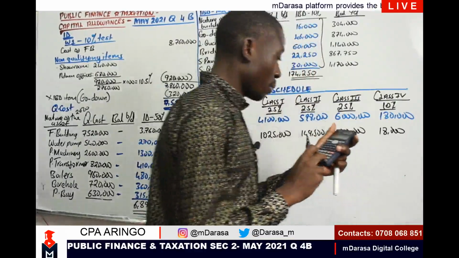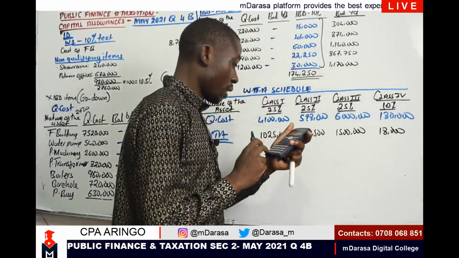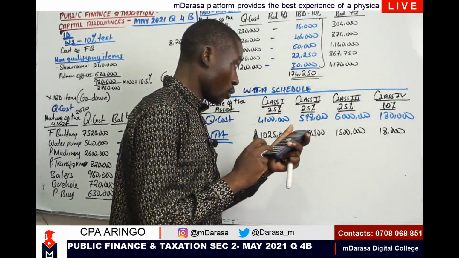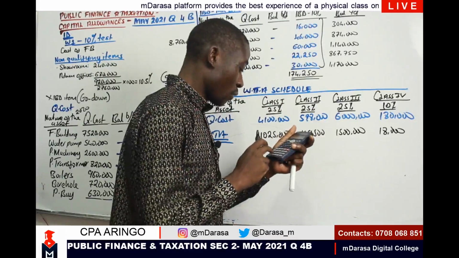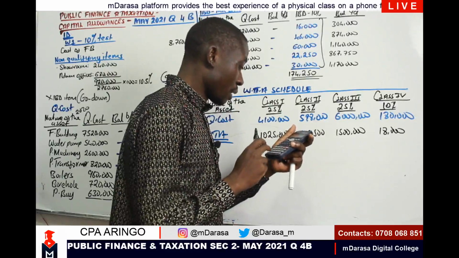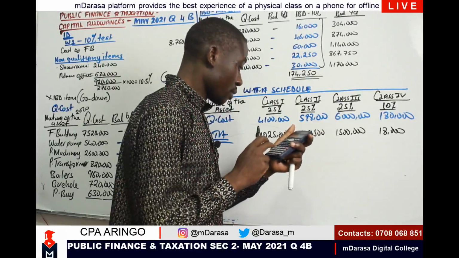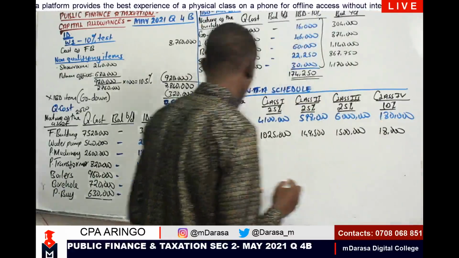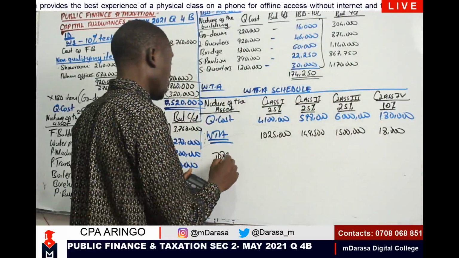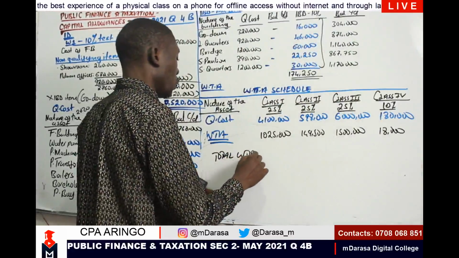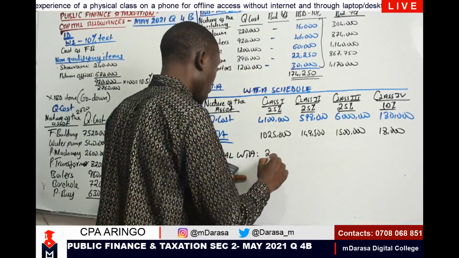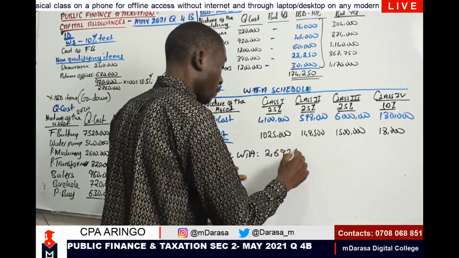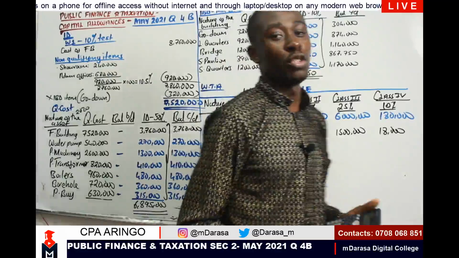So what will be our total WTA? 1.5 plus 149,500 plus 25,000. That should give us a total WTA of 2,692,500. That is our total WTA.